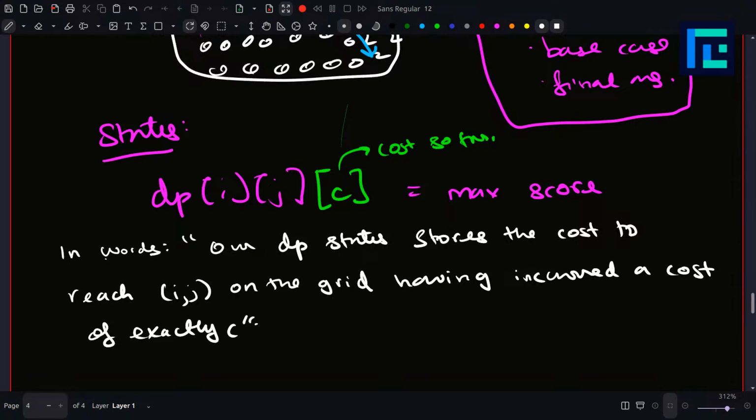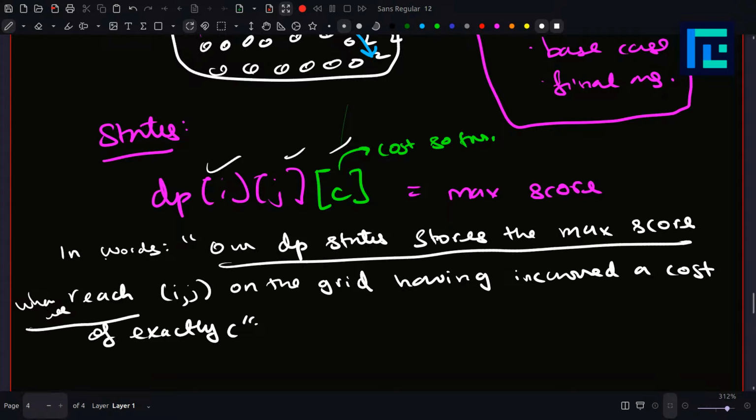And these are the only three things which matter: where we are and what the cost so far is. Sorry, and DP does not store the cost. It stores the max score when we reach, right? That's what our DP is storing, because the final answer is the max score. So our DP state needs to store the max score which we can reach at i, j when we have a cost of exactly C.